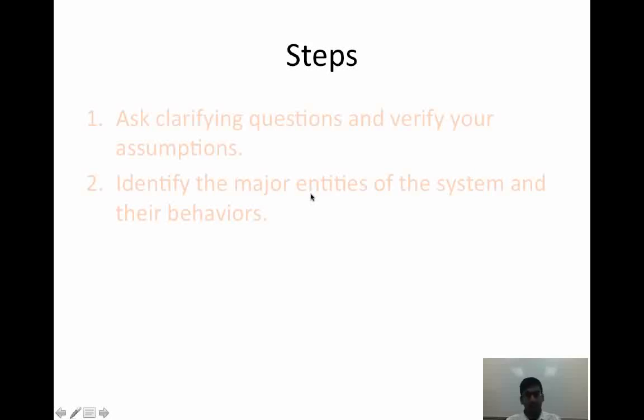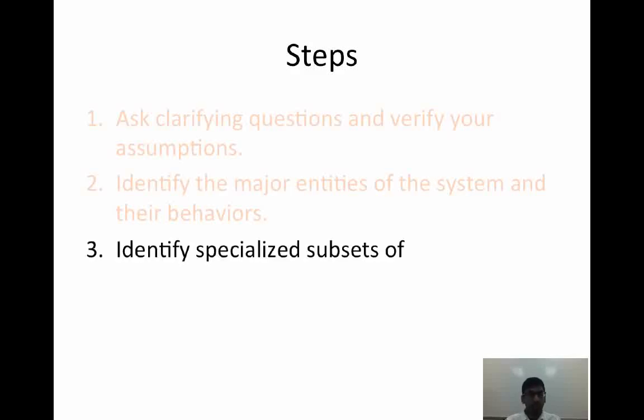So now we have asked clarifying questions, verified our assumptions, and then we identified the major entities. We identified their behaviors through interfaces, and we also defined them through classes. But some of these entities can have some specialized behavior. Like, we all are human beings, but then a customer in a restaurant behaves differently than a server in a restaurant. So obviously a customer and server don't exactly have the same behavior.